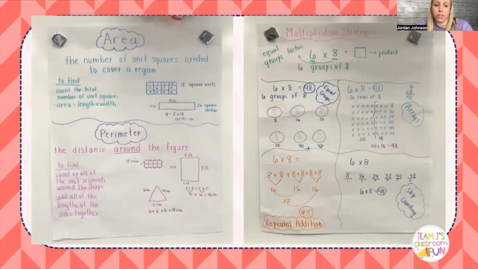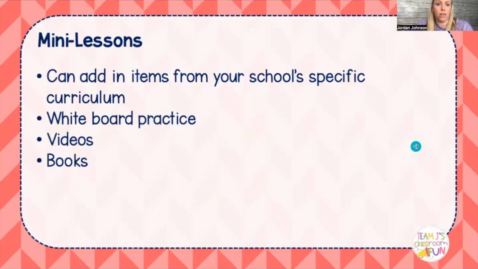Here are two more examples of anchor charts so you can see the one we were talking about, area and perimeter, and what the difference was between the two and how to find the area and perimeter. And then we also have another anchor chart that we created as a class where we're talking through different strategies you could use for multiplication, as well as talking about the vocabulary of like factors and equal groups and what a product is and things like that.